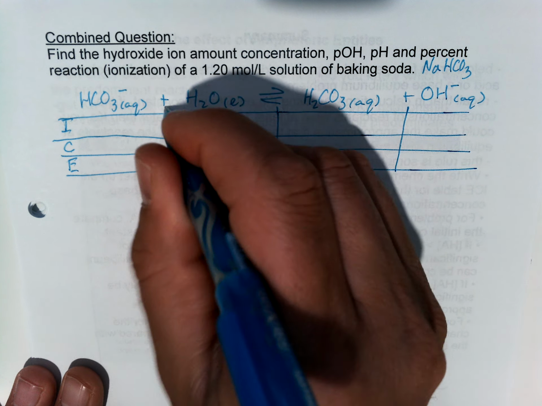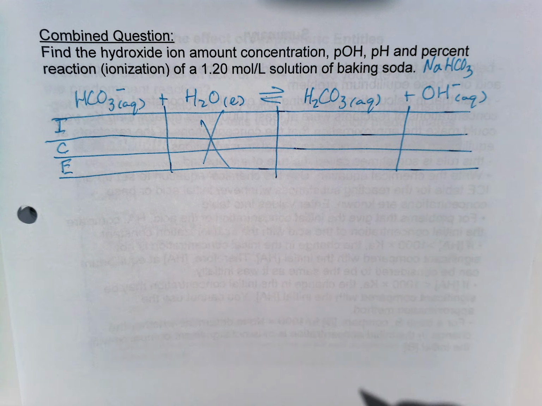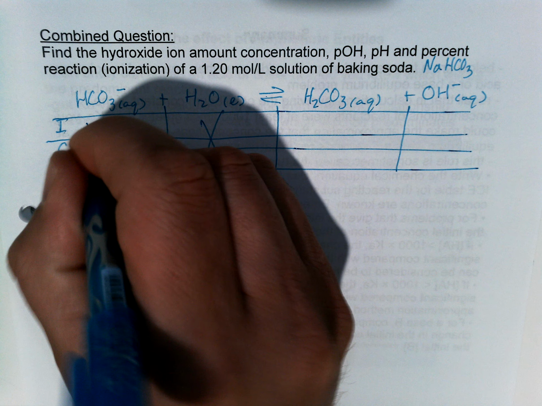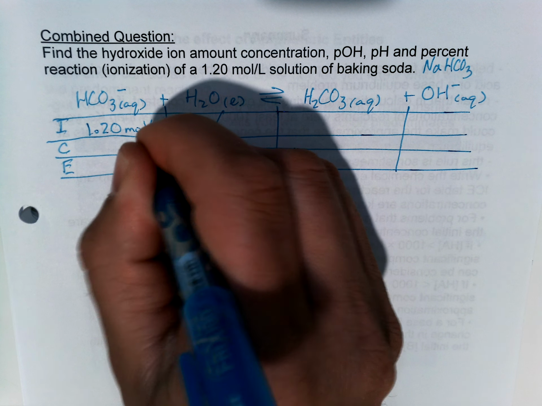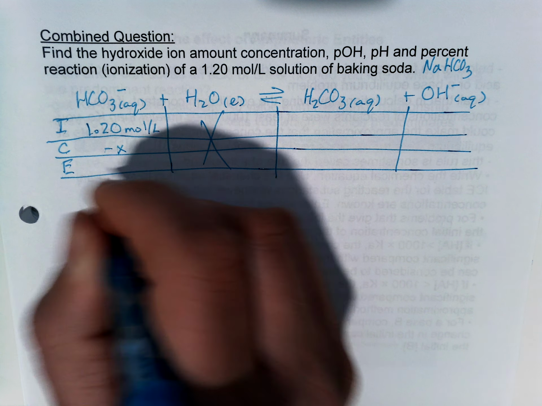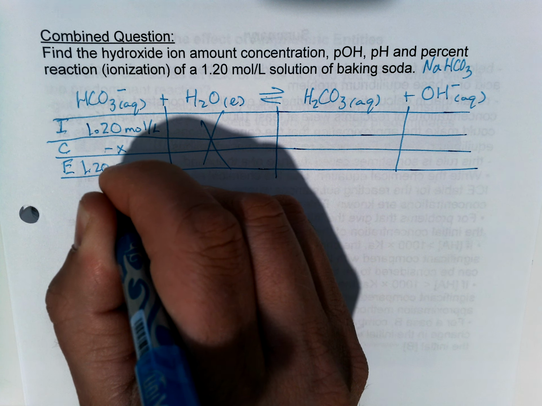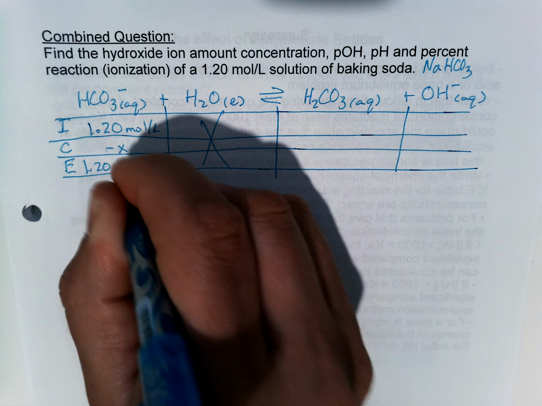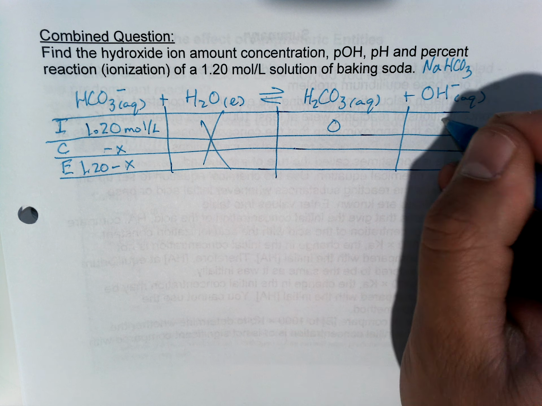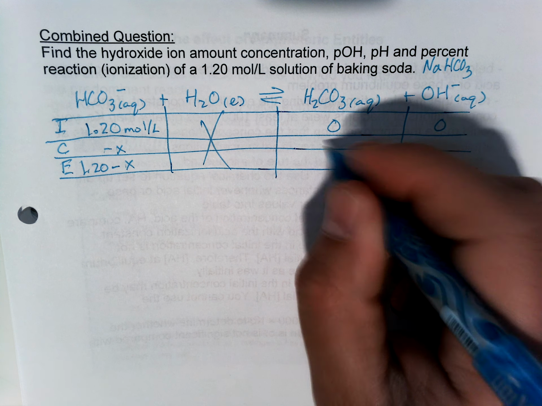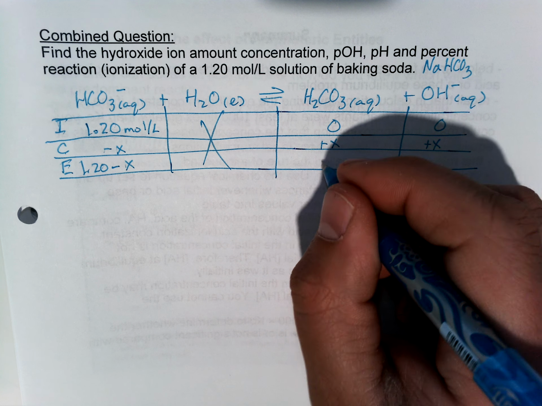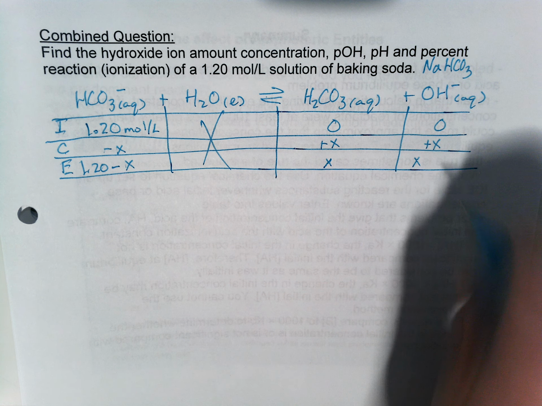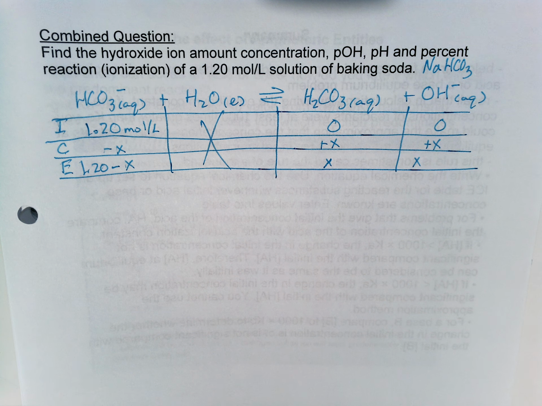Okay, split it up. Cross that out. Okay, so we know that this is 1.20 moles per liter. Okay, we know it's going to be minus X, so we got 1.20 minus X. These are both starting at 0. They're going to be plus X. And so these will both equal X. Okay, so that's some of the information.